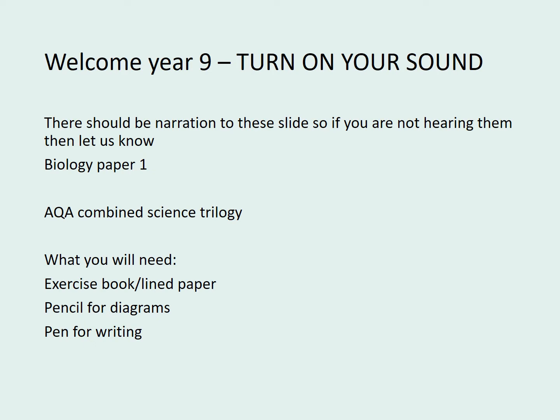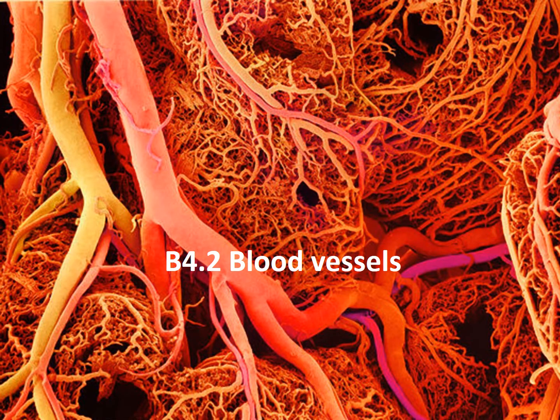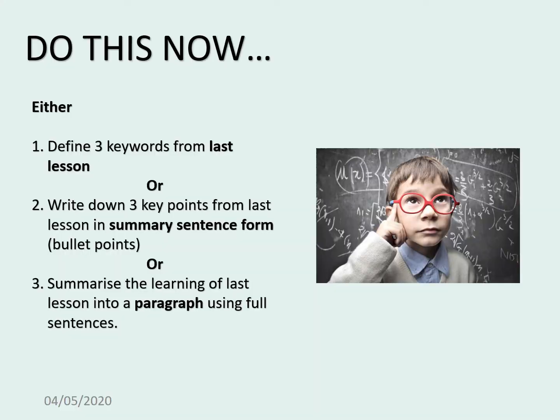Yesterday we were looking at the blood and the 4 components of the blood, so hopefully you remember those. Today we're going to be looking at the structures that carry this blood around the body. So we're going to be looking at the different blood vessels. There are actually 3 main groups of blood vessels. We need to know the names of those 3, and we need to know what they look like, and how they're adapted, as always, for their function.